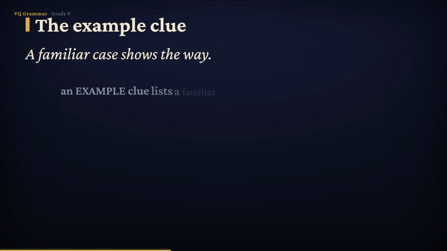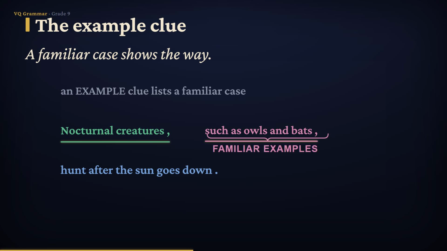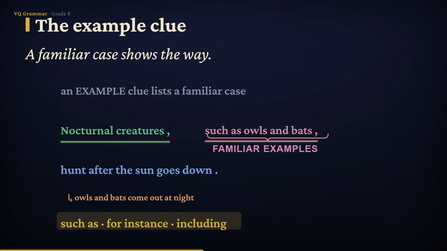The fourth clue gives you examples. Sometimes a writer follows an unfamiliar word with one or two familiar cases, introduced by phrases like such as, for instance, or including. Here, nocturnal creatures, such as owls and bats, hunt after the sun goes down. You might not know nocturnal on its own, but owls and bats are the examples, and you know those animals come out at night. From the examples, you can gather that nocturnal means active in the dark. Let the familiar examples add up to the meaning of the word they illustrate.